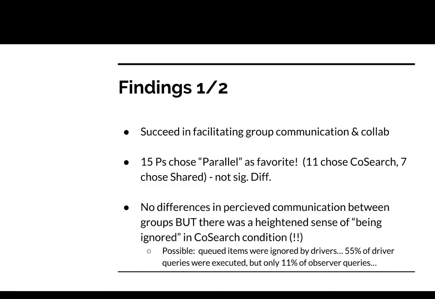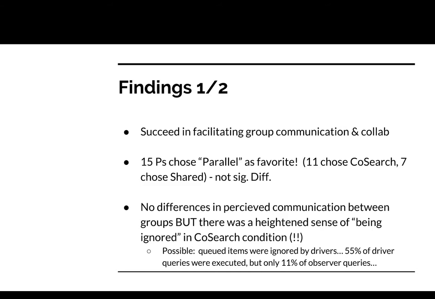Here are the findings. Guess what? All conditions facilitate group communication and collaboration. Yay! Okay. However, 15 participants chose parallel as their favorite. So you're right. 11 chose co-search and 7 chose shared.